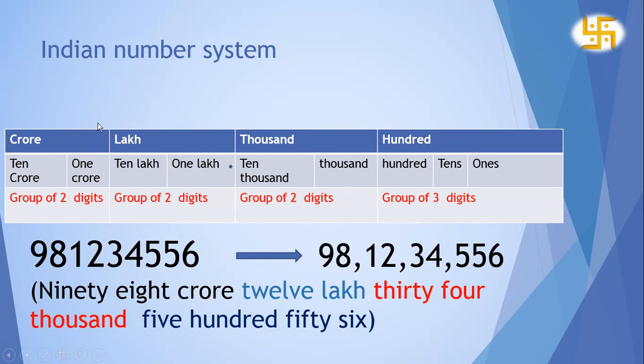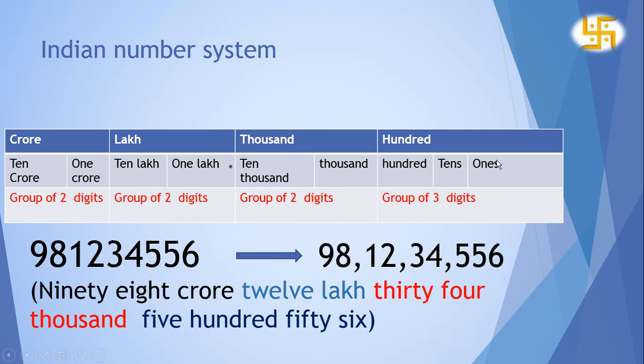Look at this table. This is the table for the Indian number system. In the Indian number system, the number is divided into 4 groups. The first group is the group of 100, second is the group of 1000, third is the group of lakh and fourth is the group of crore. The group of 100 contains 3 digits, the group of 1000 contains 2 digits, the group of lakh contains 2 digits and the group of crore contains 2 digits.